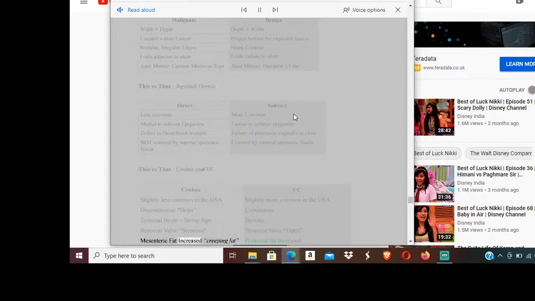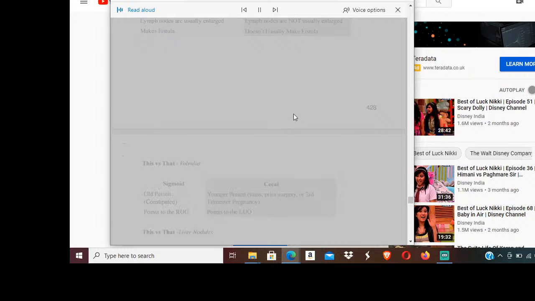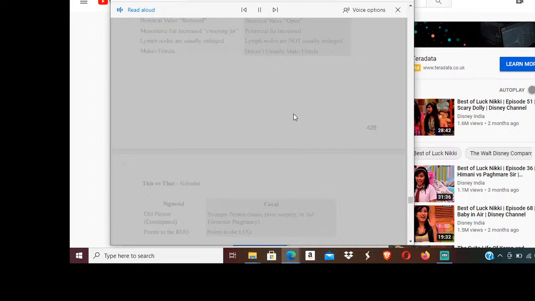Mesenteric fat increased, creeping fat, lymph nodes are usually enlarged, makes fistula. Ileocecal valve open, perirectal fat increased, lymph nodes are not usually enlarged, doesn't usually make fistula. 428. This vs that.